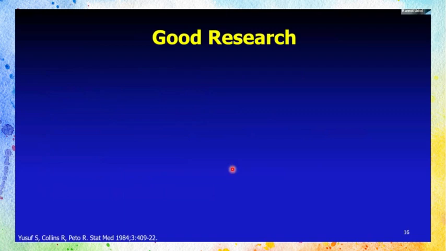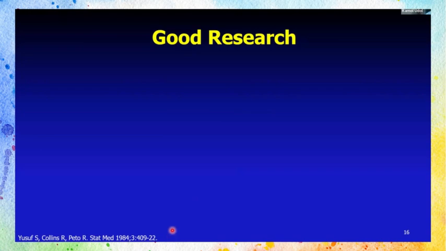Next, we may ask, what is a good research? What properties should a good research have? Some methodology experts wrote in a paper many years ago. This is the reference if you are interested in that.